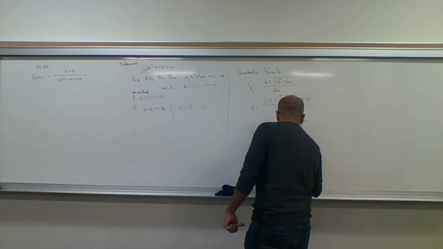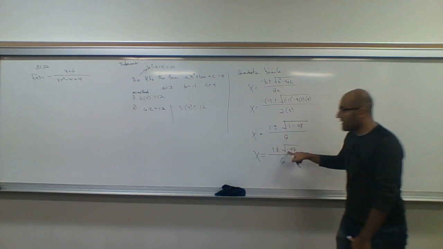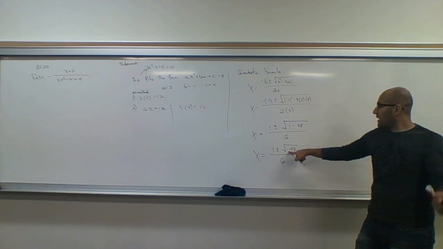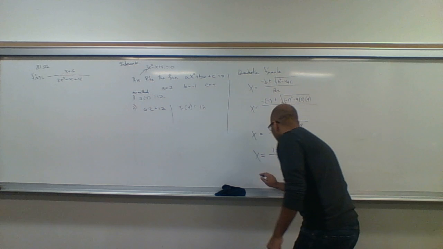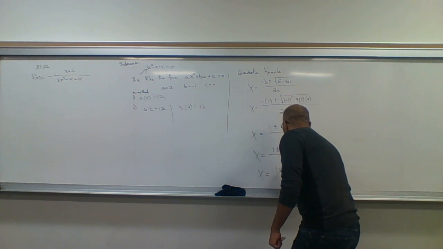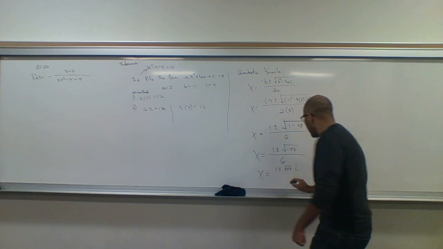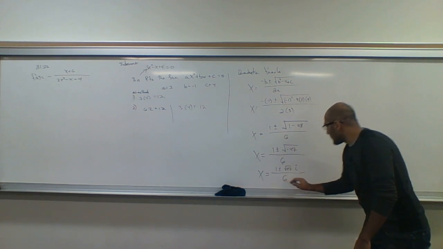What do we do when we have that? -47 inside the root. Imaginary, right? So this is going to become an i. X equals 1 plus or minus the square root of 47, but then we have an i out here, divided by 6.